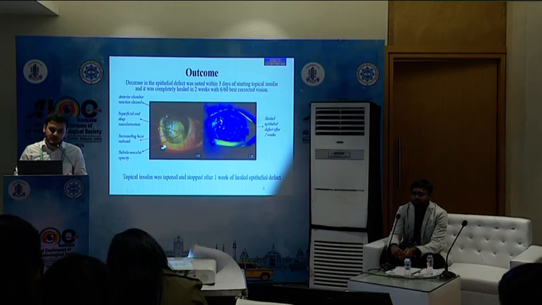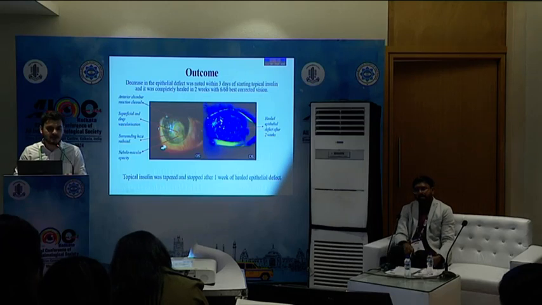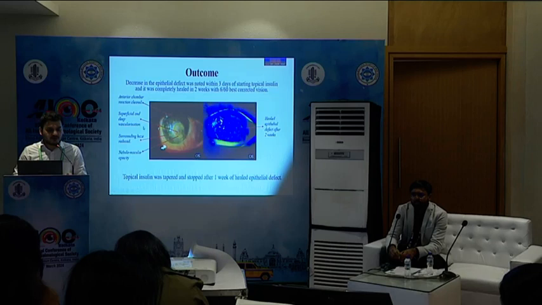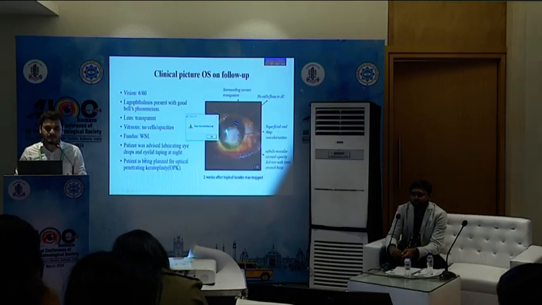This is the image after 2 weeks of insulin. You can see the epithelial defect is completely healed, although there are some punctate epithelial erosions. The anterior chamber reaction has cleared, and superficial and deep vascularization can be seen. Surrounding haze is reduced, and opacification of the ulcer has started.